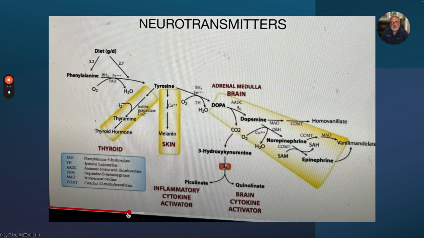And then, as I said before, as dopamine comes down, if the patient is very inflamed in the brain, it will turn into quinolate here, which is a cytokine, meaning an inflammatory activator, a chemical messenger of inflammation in the brain, where picolinate over here is a chemical messenger for more body inflammation. Okay?